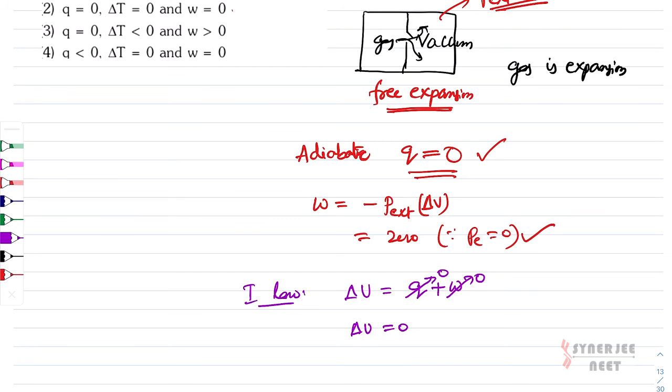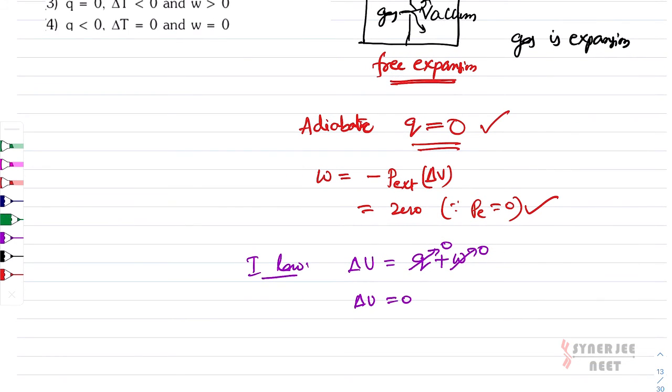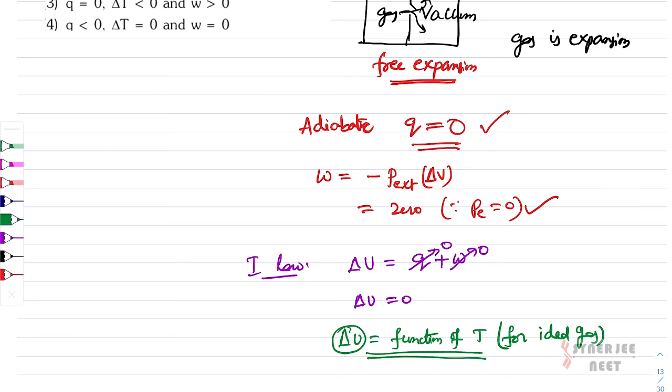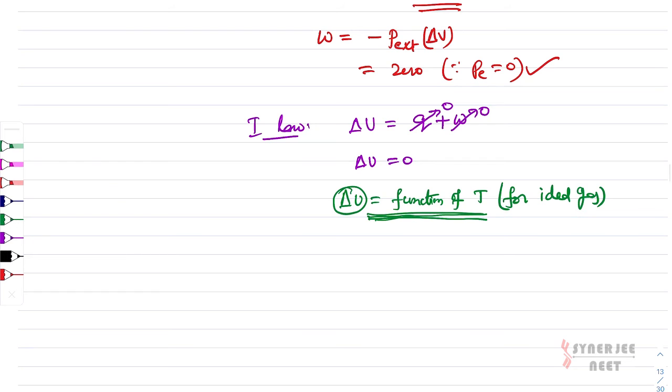Now delta U is a function of temperature. That means if temperature is changed, delta U will be changed. For ideal gases, delta U is only dependent on temperature, nothing else. Since delta U is 0, we can say there is no change in temperature for this system. Because if a change in temperature happens, then since delta U is only dependent on temperature, delta U would definitely change. But here there is no change in delta U. That means delta T is 0, there is no change in temperature, since delta U is 0.